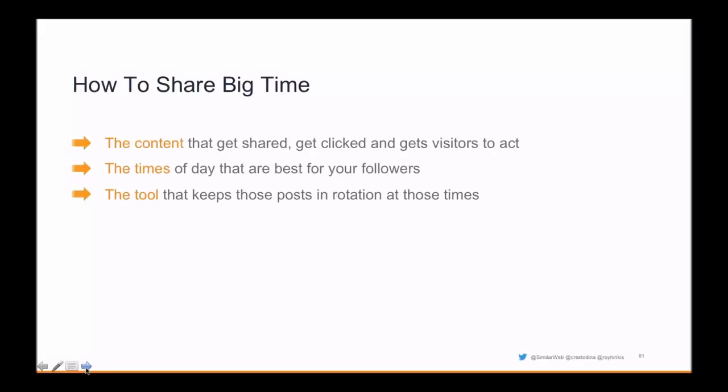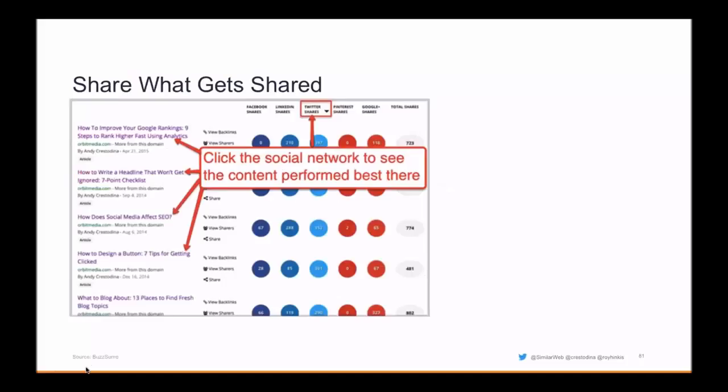Find 3 things: the content that gets shared and clicked and gets visitors to act. Then we're going to find the best times of day, and then we're going to load it into a tool that will actually do this for me over and over. It will keep sharing over and over time.